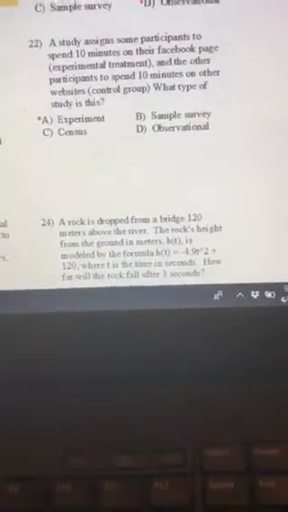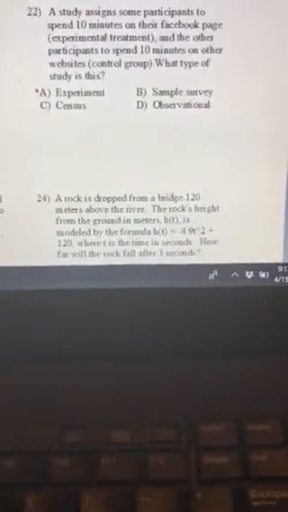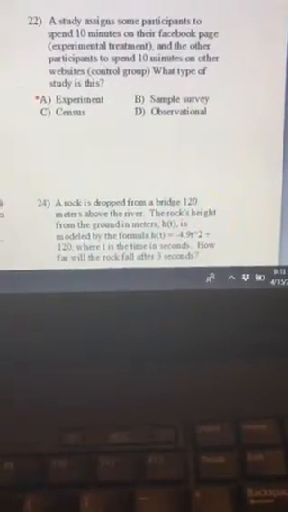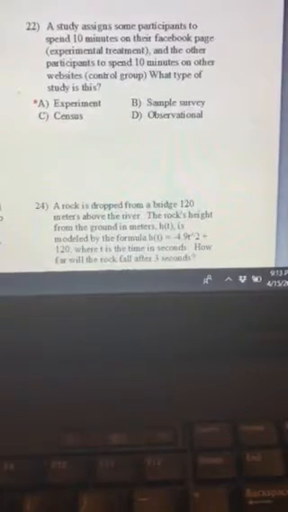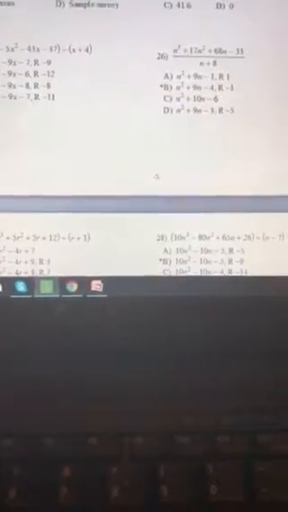Now you are going to have a question like 24. In question 24, a rock is dropped from a bridge at 120 meters. The rock's height from the ground in meters, h of t, is modeled by the formula h of t equals negative 4.9 t squared plus 120, where t is the time in seconds. How far will the rock fall after 3 seconds? Well, I'm just going to input 3 in for t right here and solve. And that's 24. And then 25 and 26 and so on.